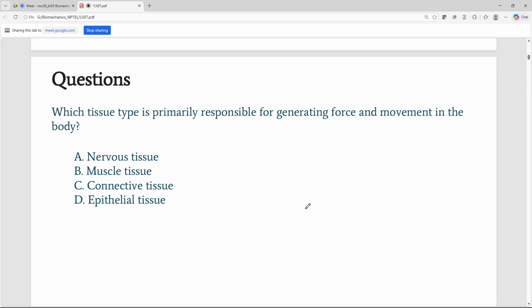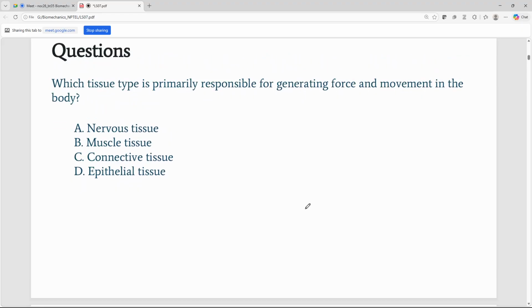Hope we can start with the questions directly. This week's questions will be mostly fundamental questions due to the course content itself. So let's start with the questions.